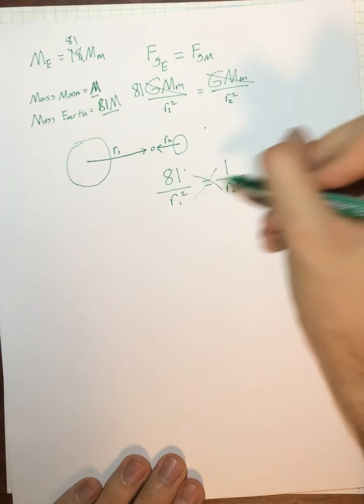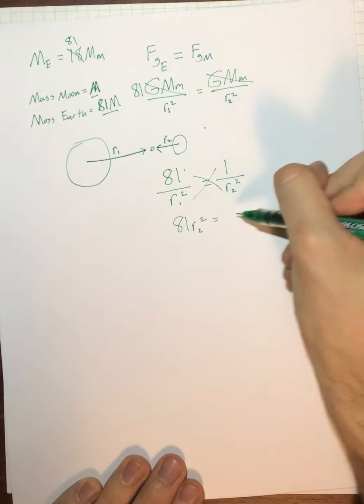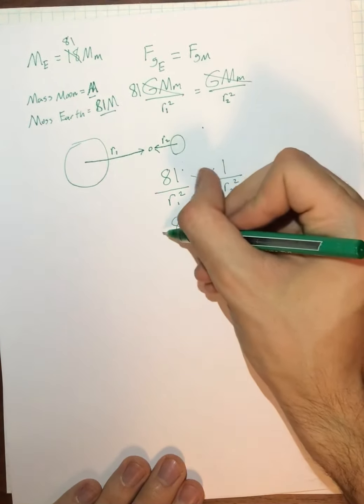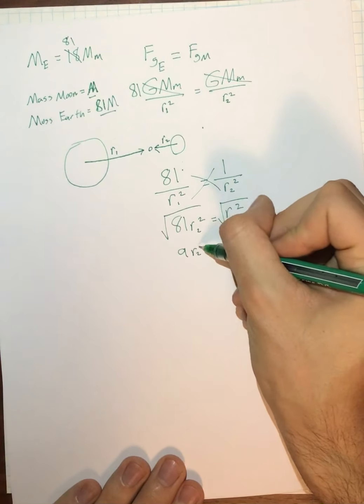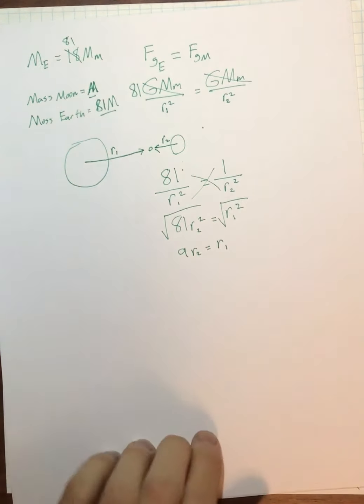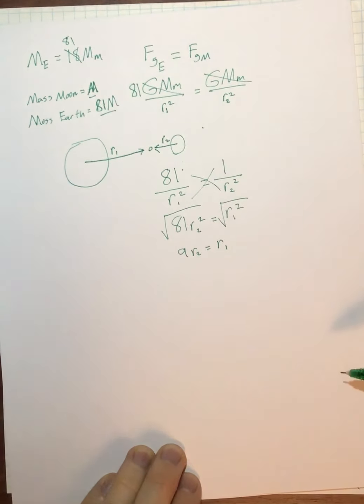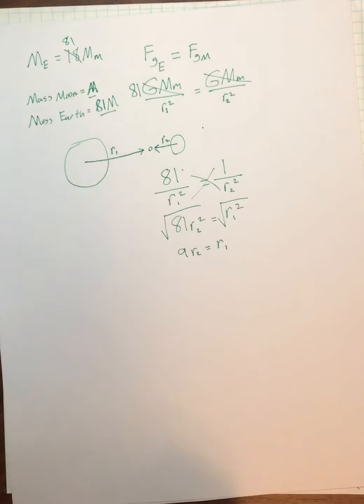We'll cross multiply. And so what we get is 81 R2 squared is equal to R1 squared. All right, we're getting somewhere. Let's find the square root of both sides because everything is squared. 81 square rooted is just 9. So 9 R2 is equal to R1. So that tells us that R1 is going to be 9 times longer than R2, which makes sense to me. All right, now the problem here is that R2 is something we don't really know. We don't really know that distance.